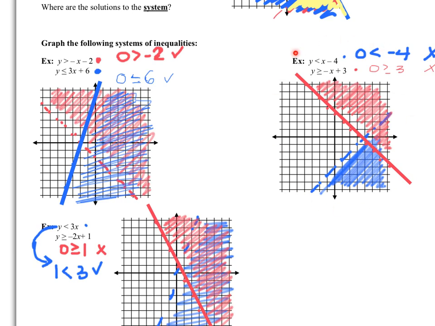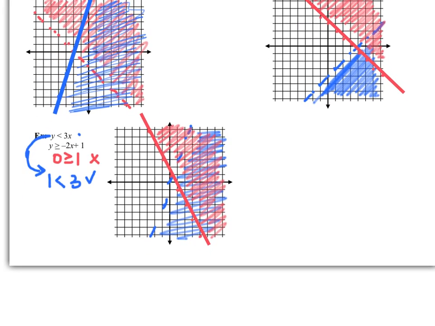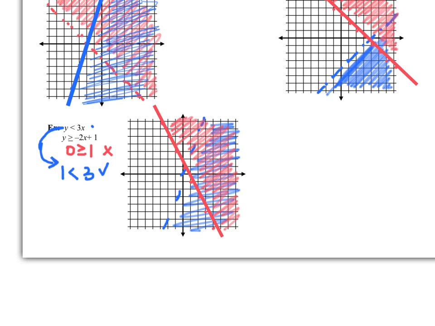This one shows both the red and the blue, so here is where your overlapping shaded region is. That's where you'd find your solutions, in here, and then also on that portion of the red line, since the red line is solid. And then down for this one, this is our overlapping shaded region, and so any points in here would be solutions, and then also any points on this portion of the red line.